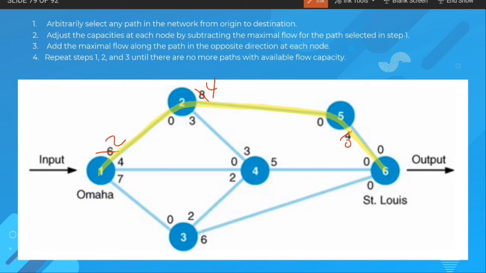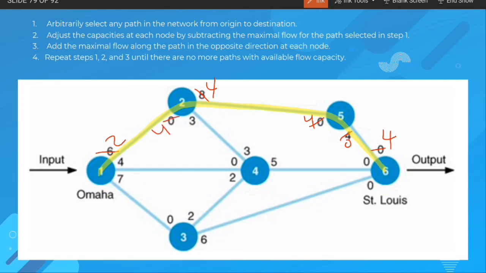And then, step number 3, add maximal flow along the path in the opposite direction at each node. So, i-add lang natin yung maximal flow doon sa mga opposite direction. So, from 6 to 5, merong 0. So, 0 plus 4 is 4. 5 to 2, merong 0. So, 0 plus 4 is 4. 2 to 1, merong 0. So, 0 plus 4 is 4.